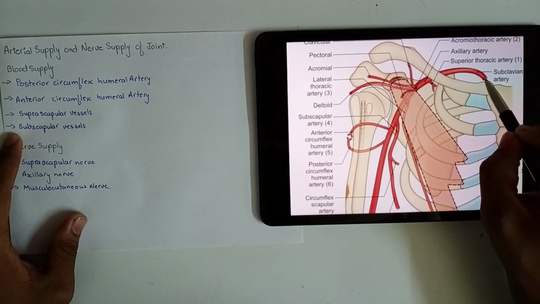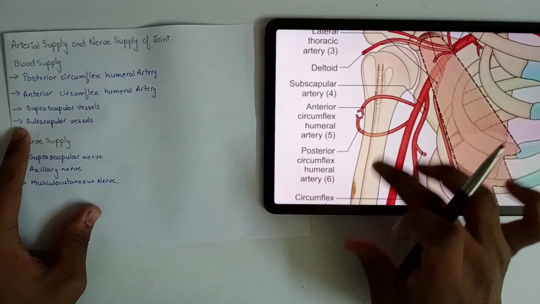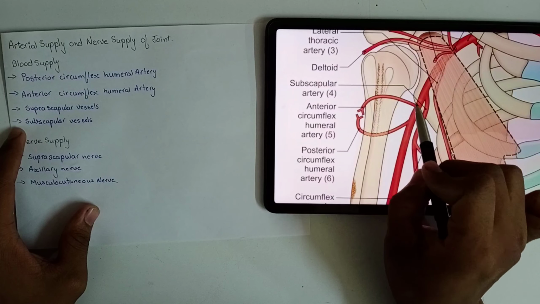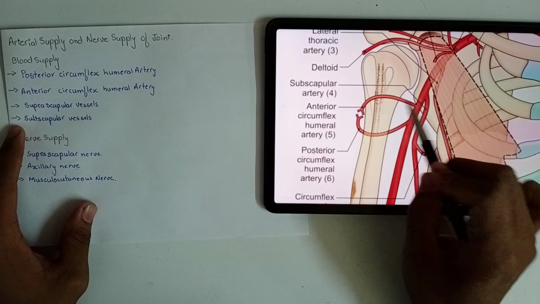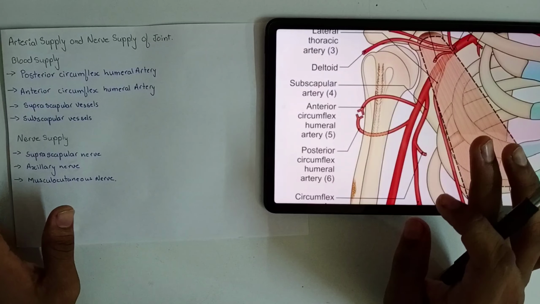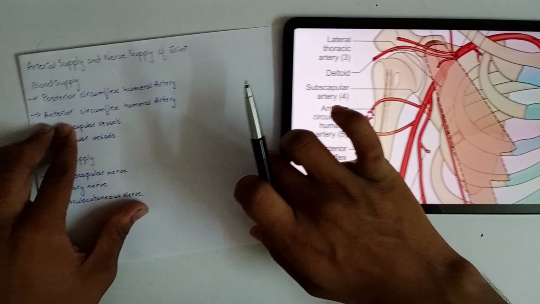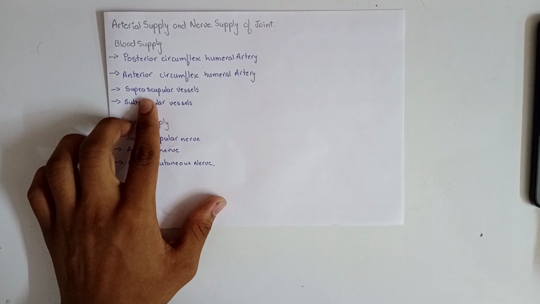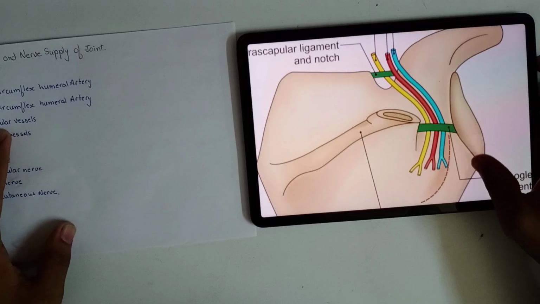This is the axillary artery and the branches of axillary artery. Anterior circumflex humeral artery, this is the anterior circumflex humeral artery, and this is the posterior circumflex humeral artery. These both are the branches of axillary artery we have already covered in the topic axillary artery. Now subscapular vessels. Suprascapular and subscapular vessels.